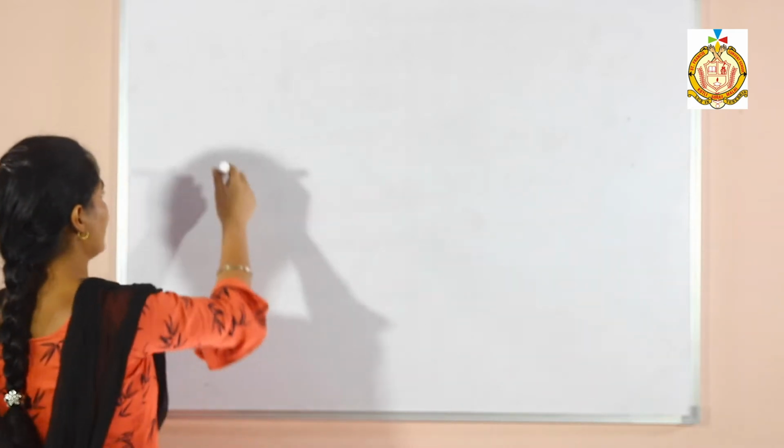Today we are going to start our mathematics of third class, chapter number 6, that is measurement of length. Our first topic is the standard units of length. The standard unit of length to measure is meter. We use meter to measure many objects.